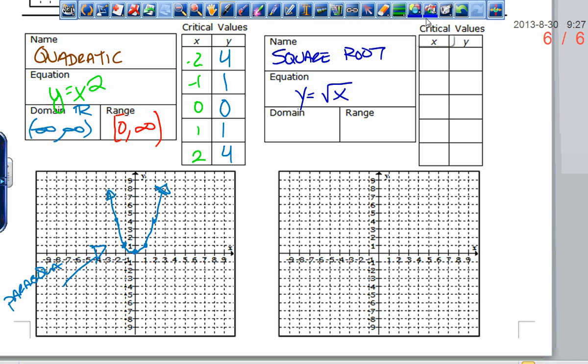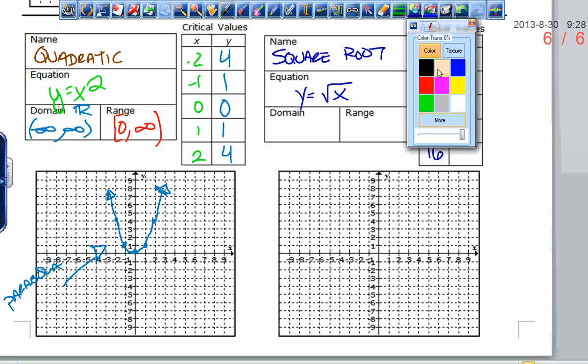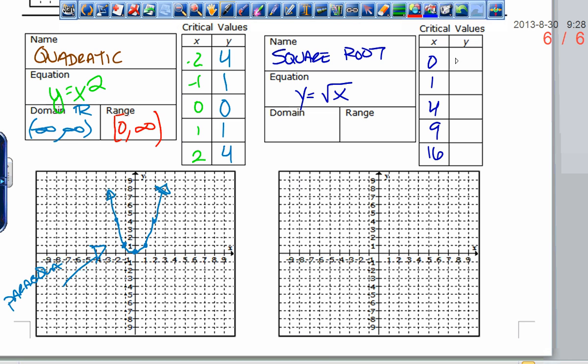Can't do negatives in this case, so I have to start with 0. I can take the square root of 1, that's cool. I can take the square root of 4. What about 5? Can I take the square root of 5? No. All right, what's the next number I can take the square root of? 9. And the last one, 16 sounds good with me. Okay, what are my y values going to be? What is the square root of 0? Square root of 1? Square root of 4? And lastly, 4. Graph that.